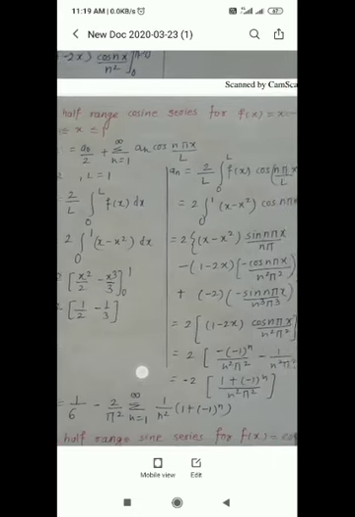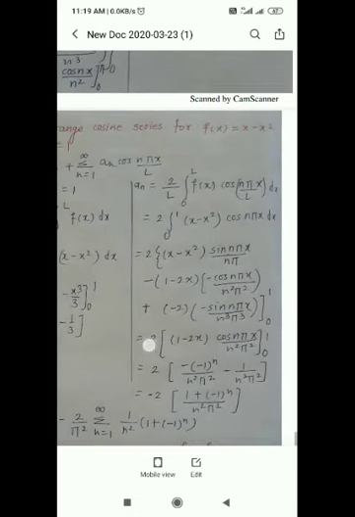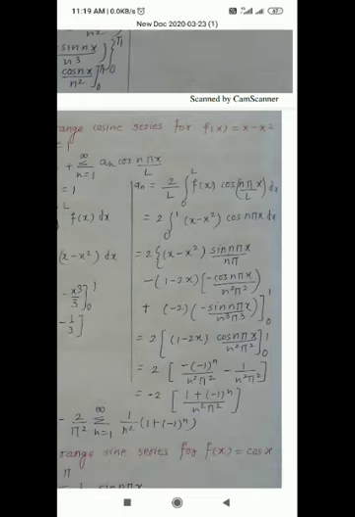Okay. Then we have to find an. So an is 2 by L, 0 to L, f of x cos n pi x by L dx, but L is 1, so 2 by 1, 0 to 1, x minus x square into cos n pi x dx. Again we have to take here integration using u into v rule. So in the last problem I told you how we use u into v rule.